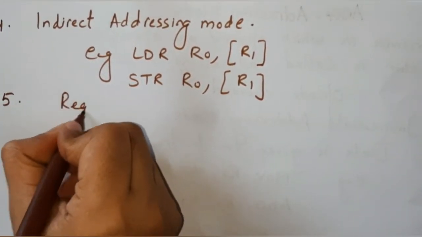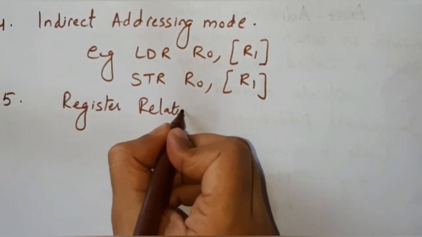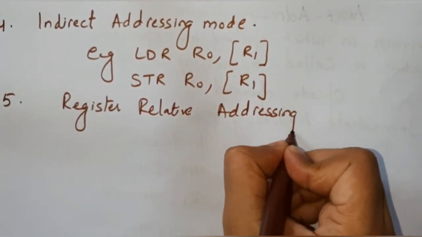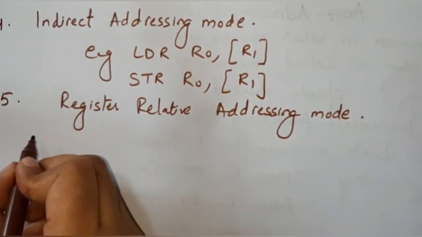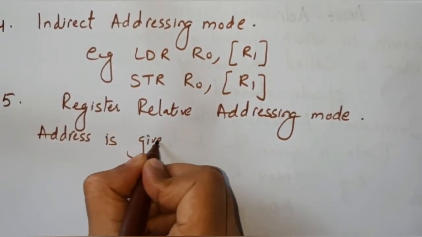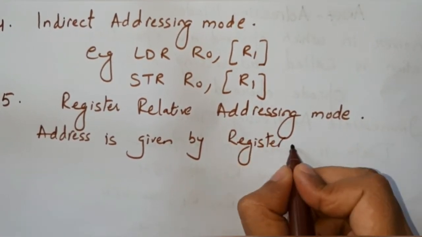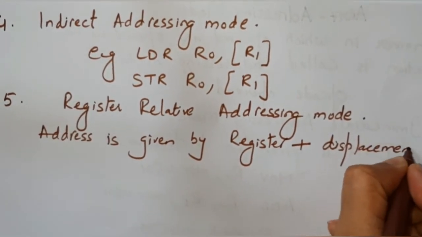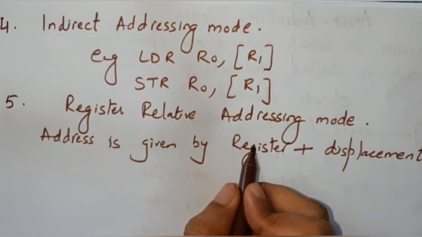Next is register relative addressing mode. In this addressing mode, the address is given by register plus some displacement value. So here are the different parts of register relative addressing mode.